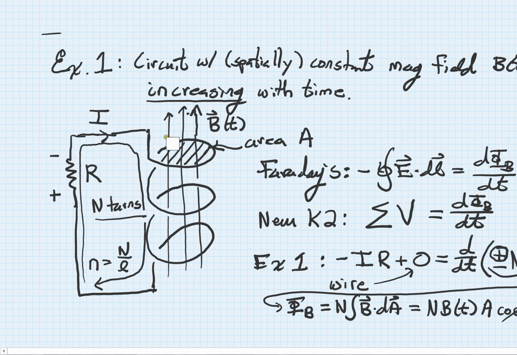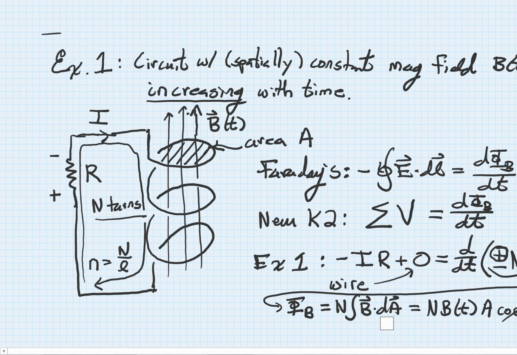There are N turns here, and each turn has an area A. So each turn gives a contribution. To calculate the total flux, we multiply by the factor N. Then we're left with the integral of B dot dA, which of course gives us the magnitude of B, which we're calling B of t. The magnitude of dA when integrated across one of these surfaces just gives us the total area A. And then finally, we have the cosine of the angle between area A and magnetic field B.